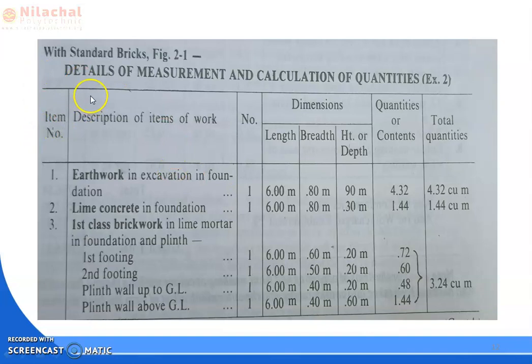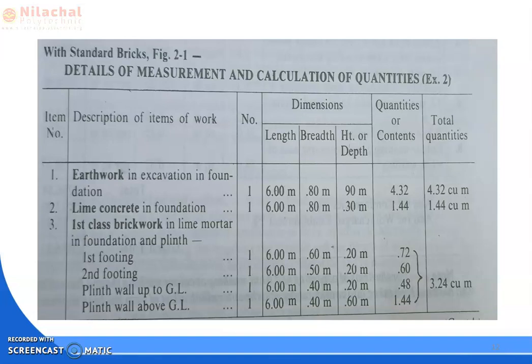First is the item number. Item number 1, description of item of work, or we can write here particulars of item, okay. So what is the first particular? Earthwork in excavation in foundation. Before we go through the calculation part, first we have to know what we mean by excavation in foundation. Before we go through the foundation construction part, first of all we should know how to construct it.